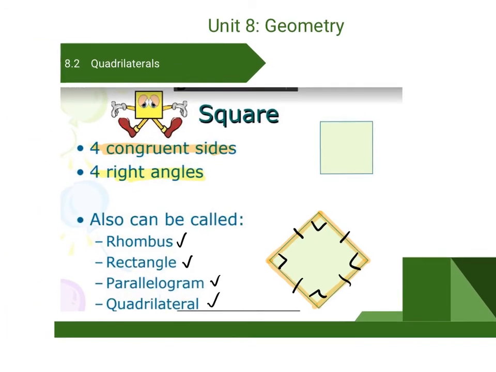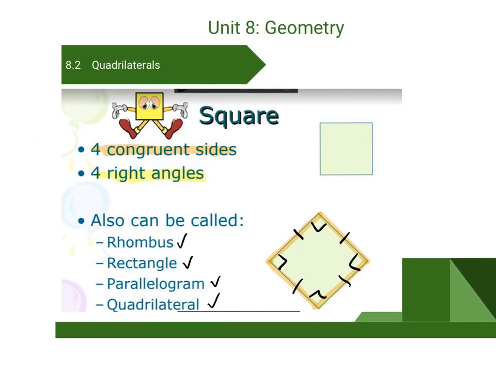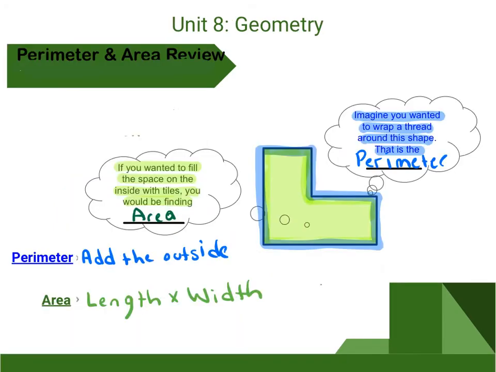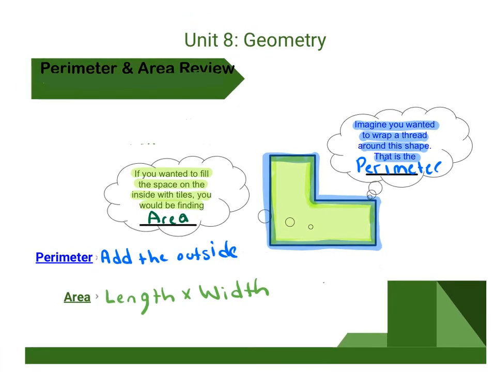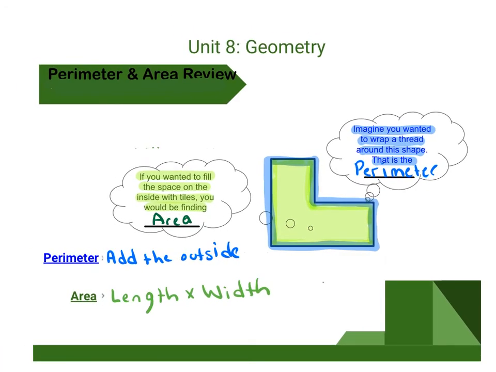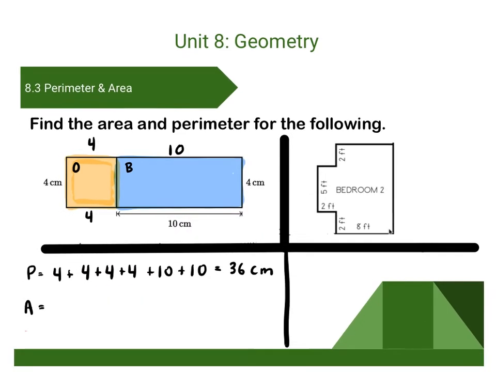My square had all 4 congruent sides and 4 right angles, and these are the different names that could be called. Remember, it's towards the bottom of our categories there. We talked about how area is the space inside versus perimeter is the outside. For perimeter, we left off right here.